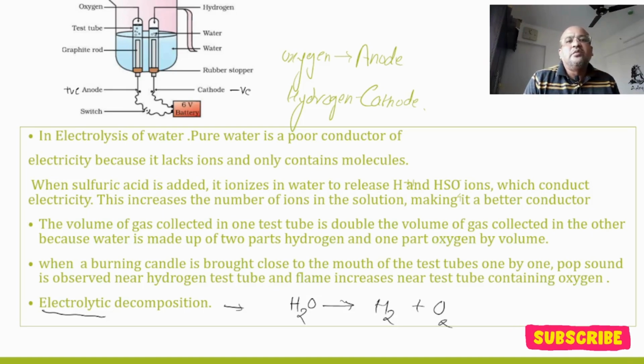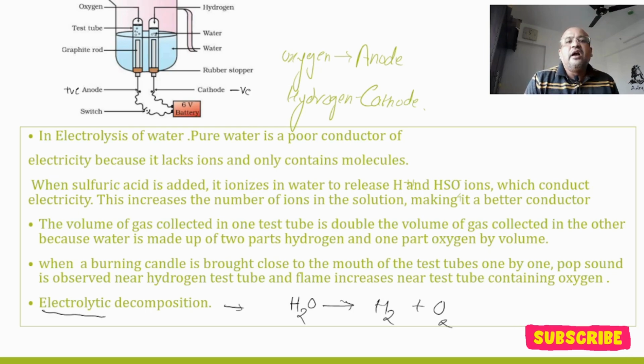One is called an anode and another is a cathode. Anode, as we all know, is positively charged, cathode is negatively charged. Then we put water inside. Pure water is a very poor conductor of electricity. Why? Because it lacks ions and only contains molecules.